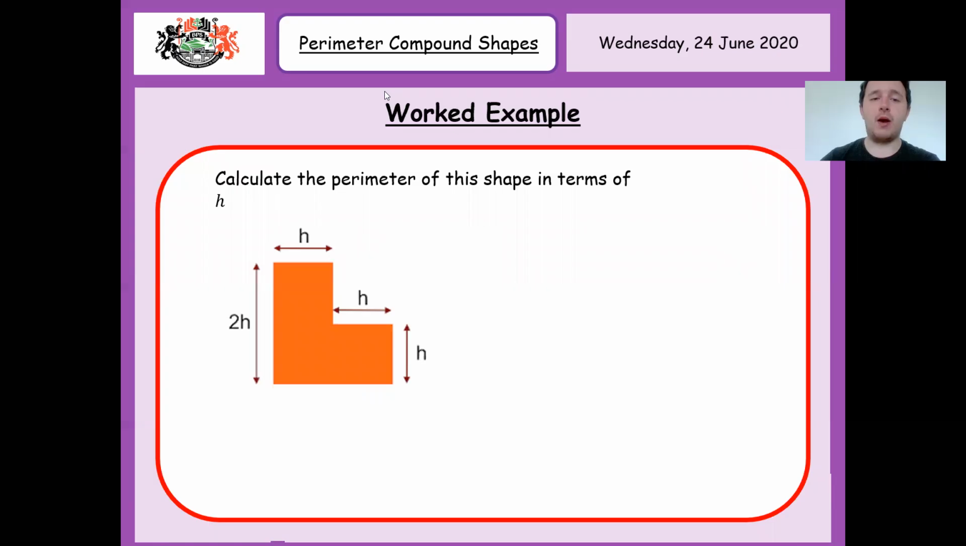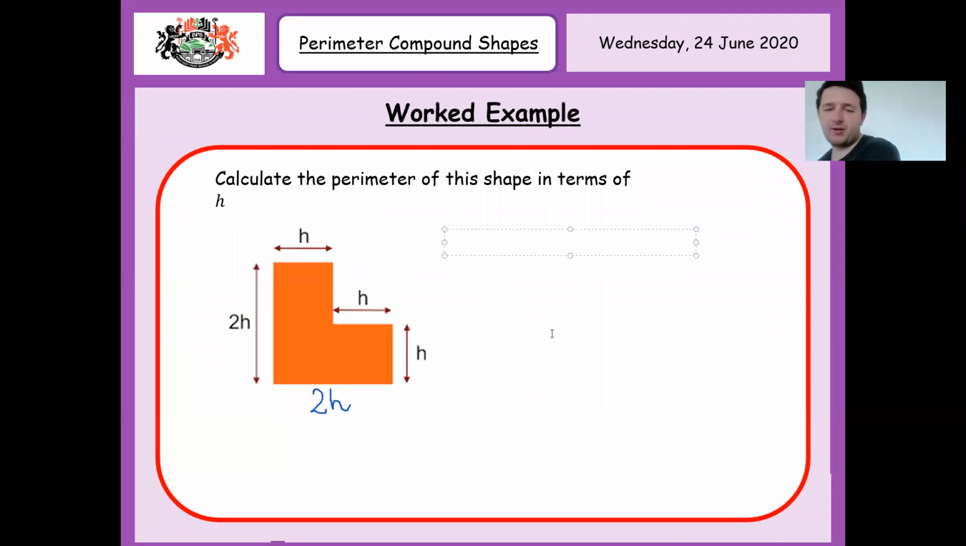Now, if we need to work out the perimeter, we need to work out this missing length at the bottom that we don't know first. We know that the length at the bottom is the 2 lengths at the top added together, which is h plus h, and if you simplify it, that is 2h. Now we want to work out the perimeter, so we need to add them together.